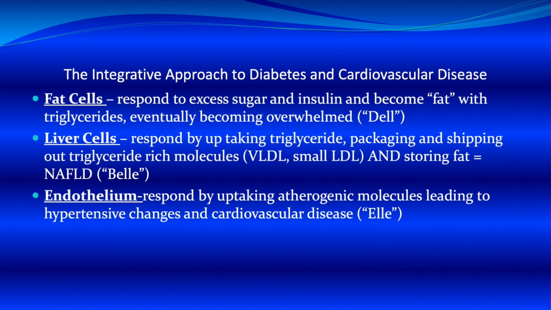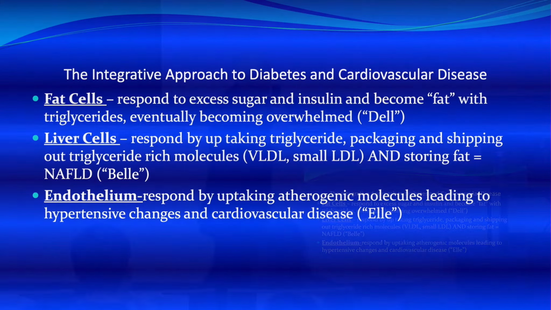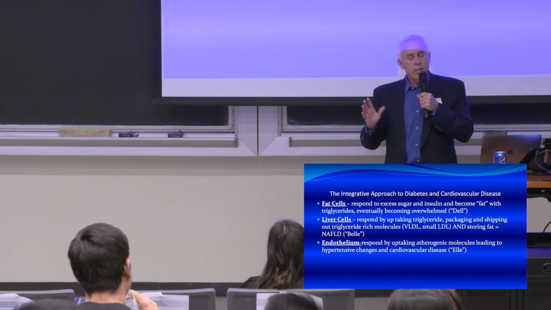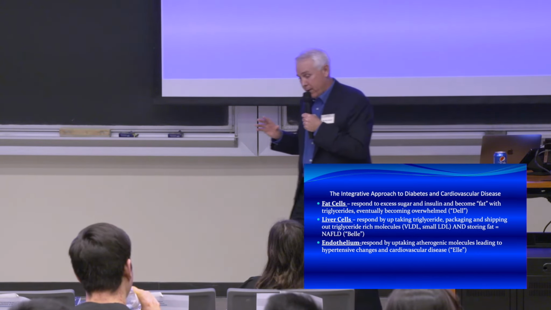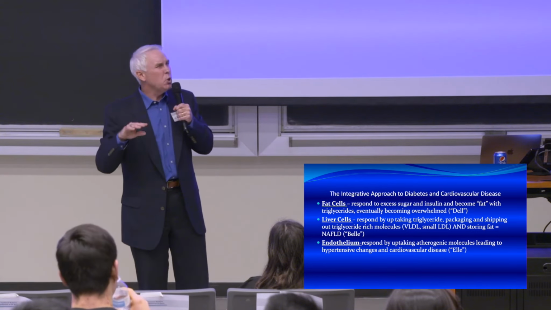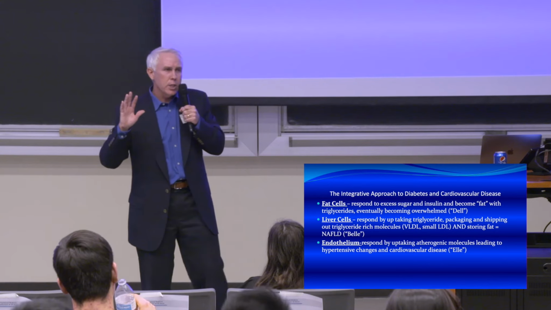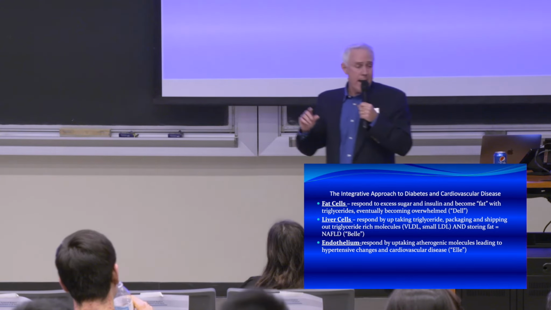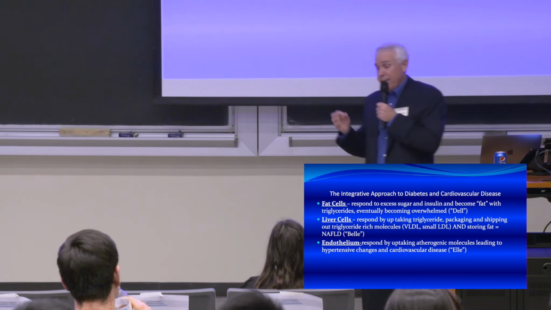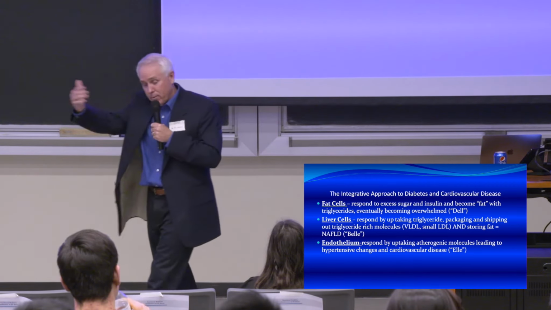Now Mel has a buddy, okay? Mel's buddy is Del. Del is a fat cell. Now Del lives down in the belly, okay? And Del says, hey, Mel, I can help you out here because this is my job. When there's too much sugar and too much insulin, I can turn that into triglycerides and I can store it as fat in the cells.